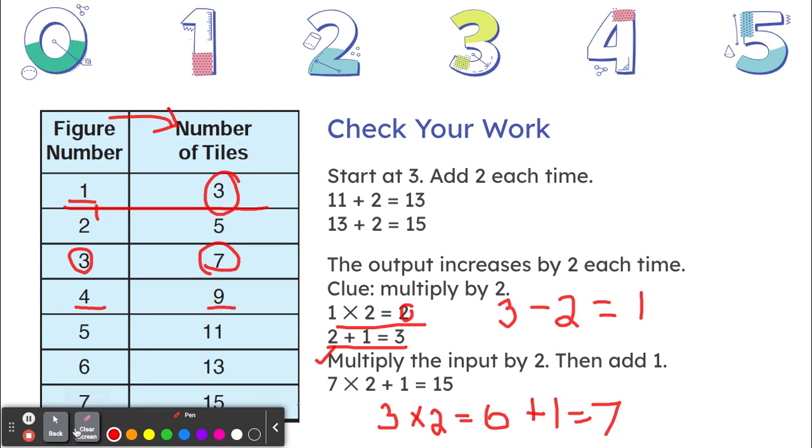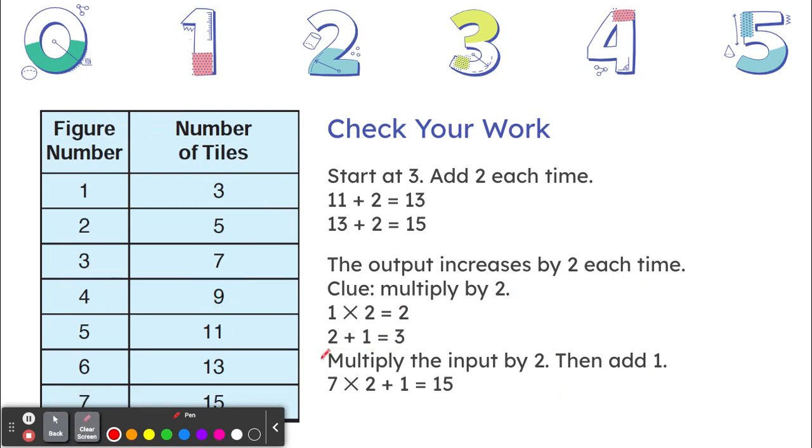So now we can be reasonably sure that our pattern rule that relates the figure number to the number of tiles is indeed multiply the input by 2, then add 1. And now we just plug in our figure number of 7, multiply by 2, add 1, and we get the number of tiles, or the output, of 15.